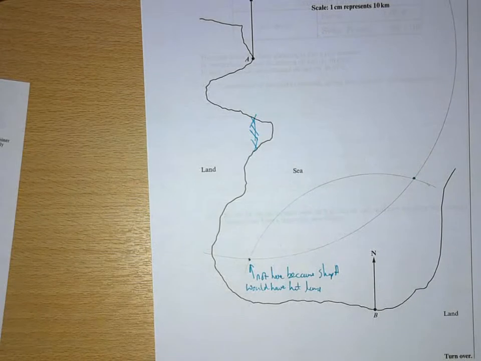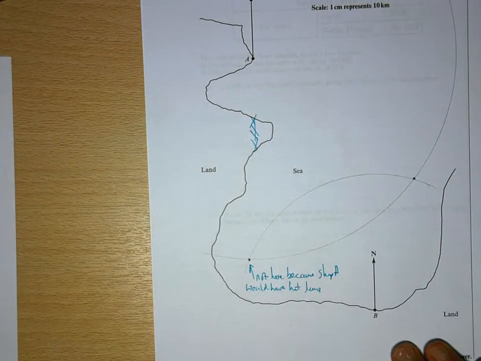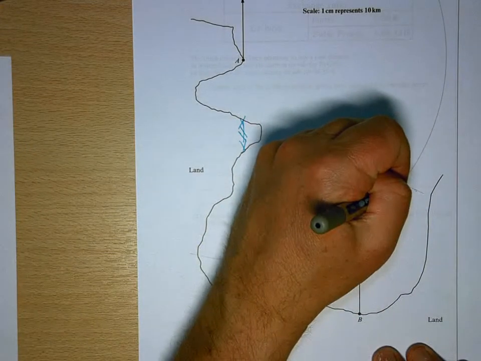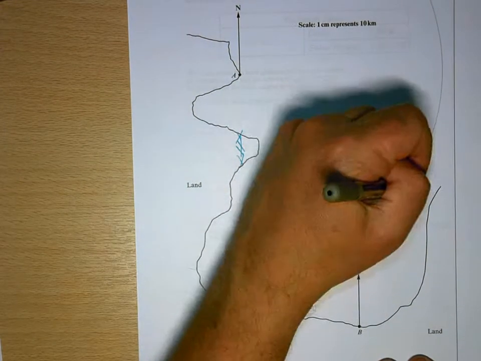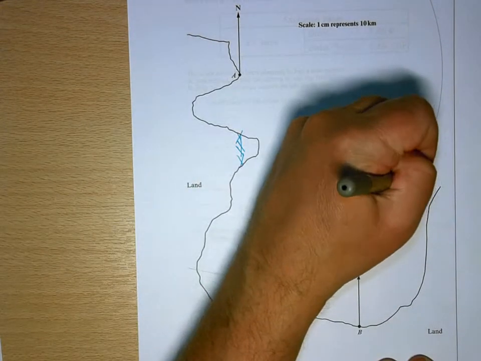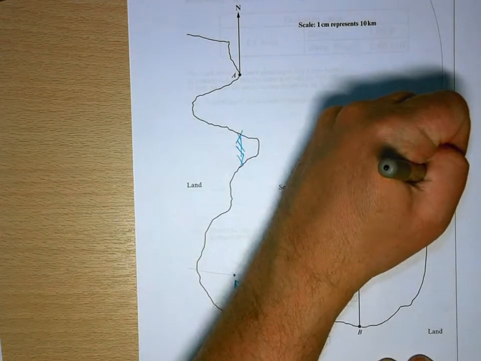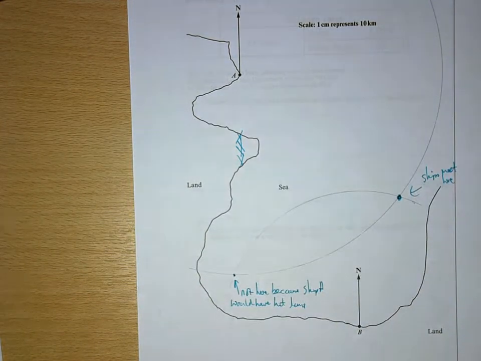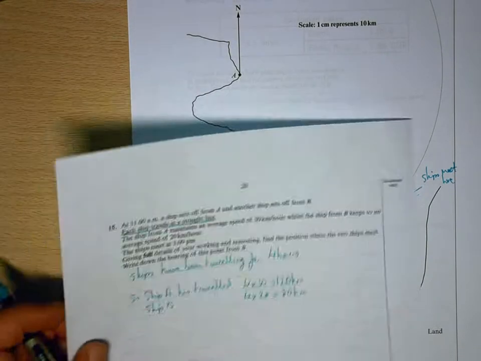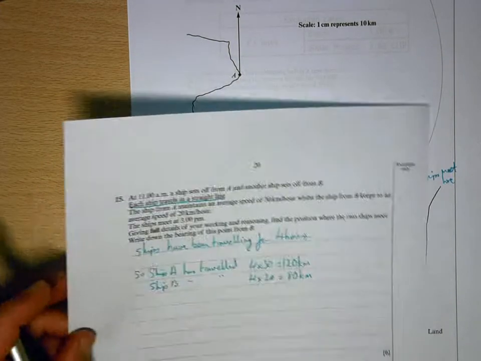So therefore, that is where our ship is, or the ships. Ships meet here. So the last thing that we've got to do now is to give the bearing of this point from B.